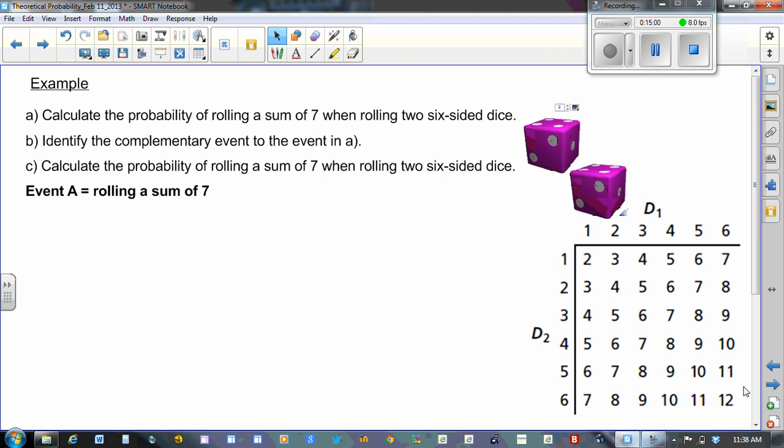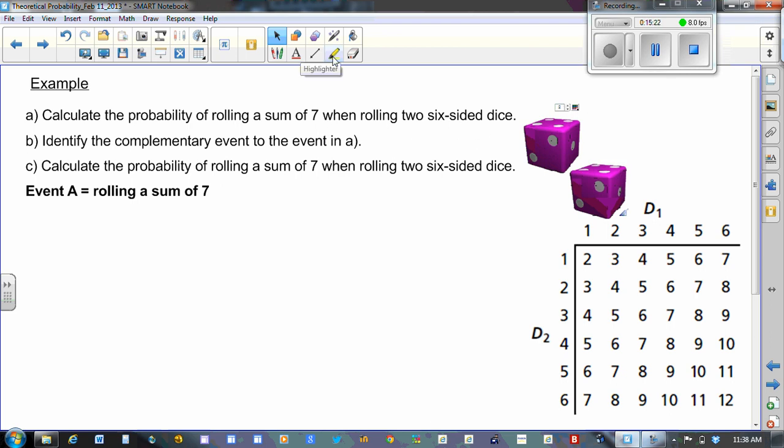So as an example, I'll leave you with this one. What I would ask you to do is, again, challenge your thinking. Pause the video, see what you can come up with, and then play it back to see what you've come up with. So, in part A, calculate the probability of rolling a sum of 7 when rolling 2 six-sided dice.